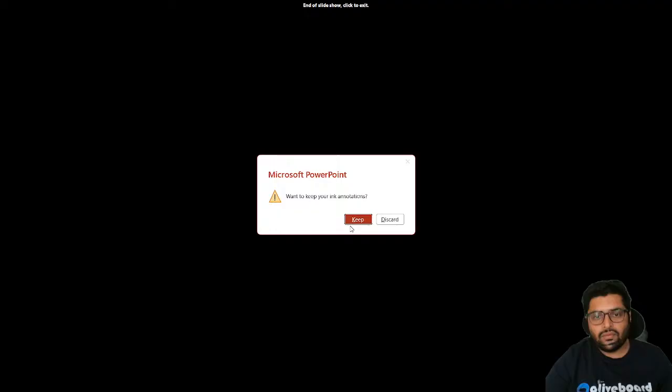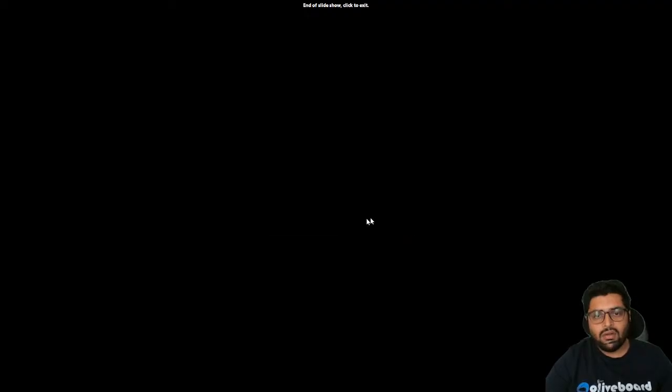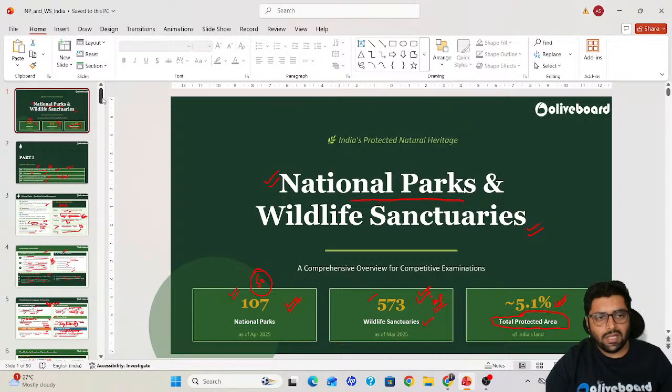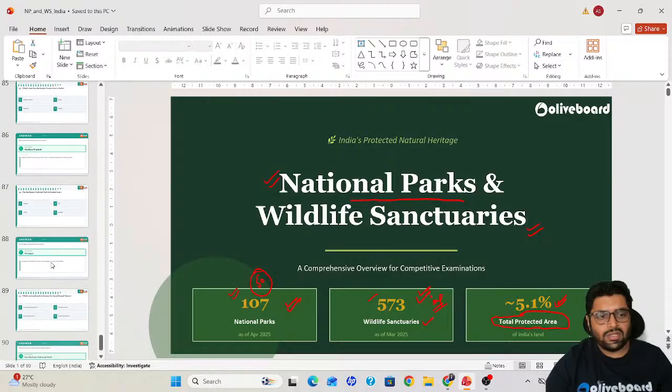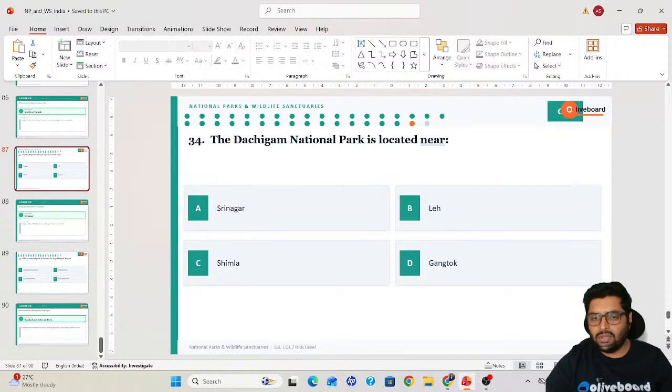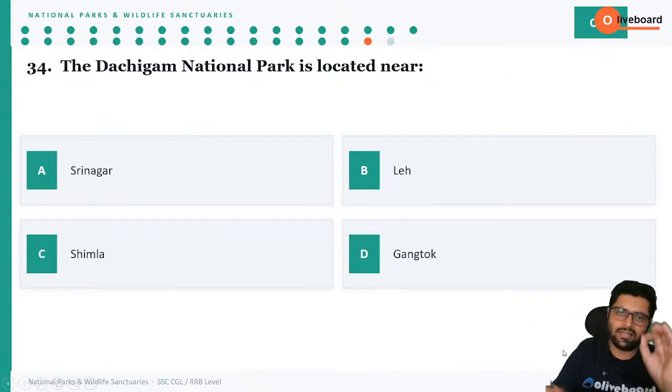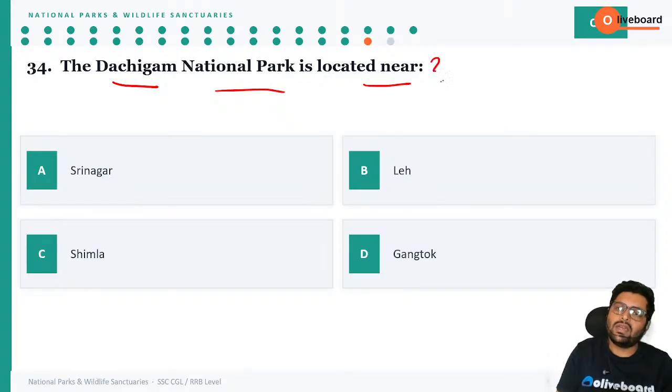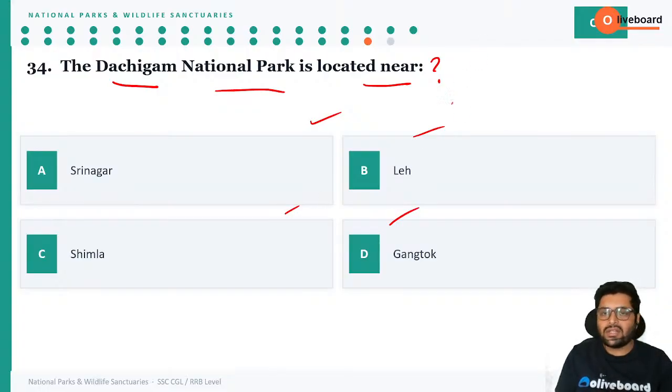Please remember which type of fauna is found. Questions will come on fauna rather than direct locations. It need not come as direct questions. Now, how to remember some questions like this? I'll just give you a trick. Dashigam National Park is located near. Now, it can be any one: Srinagar, Leh, Gangtok, Shimla. How to remember? So, Dashigam.